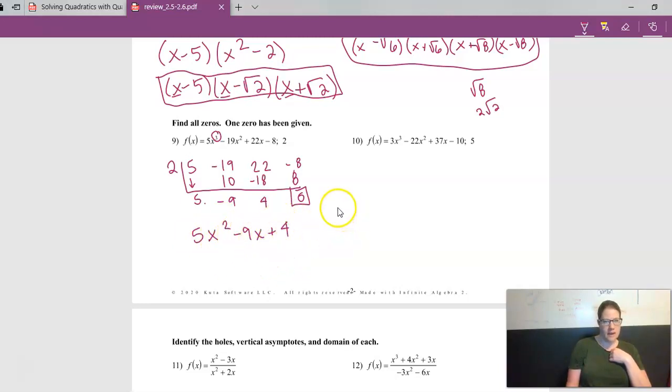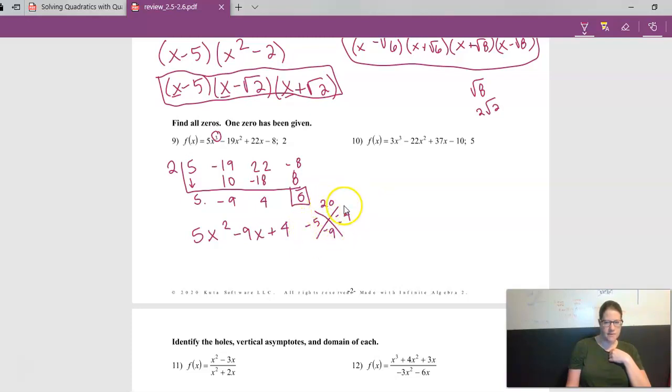So now this one we can factor to find those other two zeros. Remember, it should have 3 total. It's giving us 1. We need to find the other 2 by factoring this. So a is 5, c is 4, 5 times 4 is 20. I'm looking for two numbers that multiply to 20 and add to negative 9. So that would be negative 5 and negative 4.